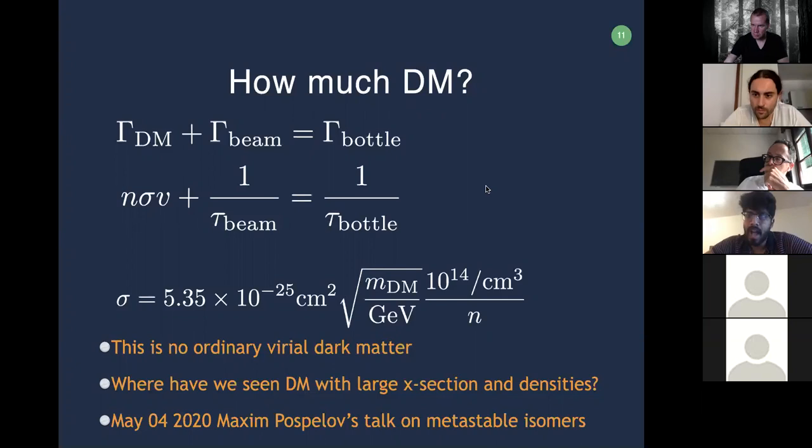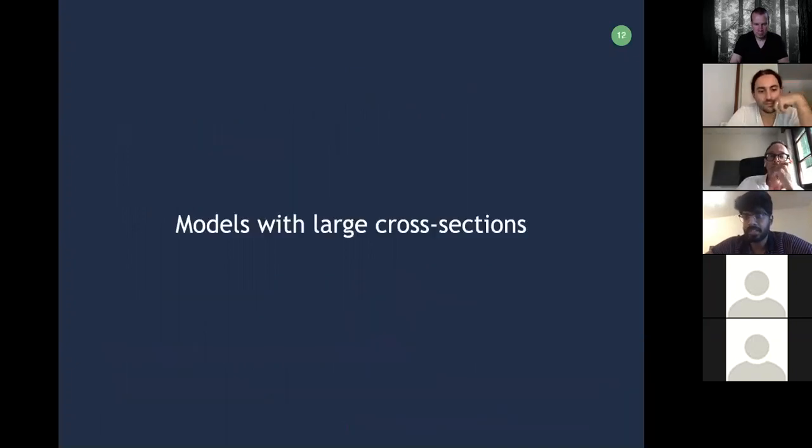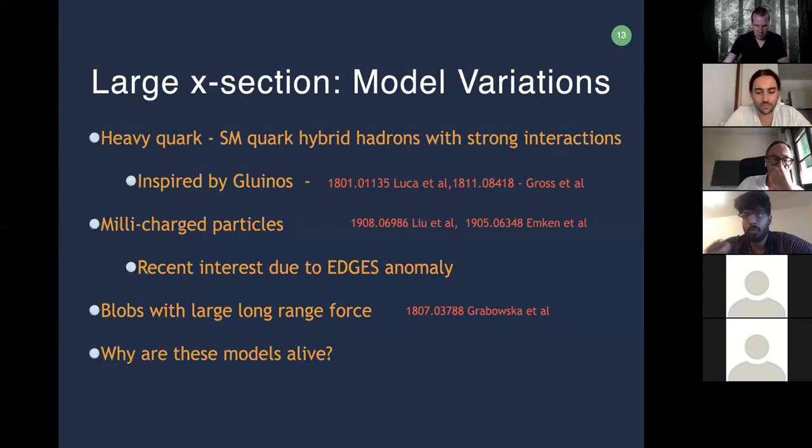Some of you might have, in the talk on May 4th by Maxim Pospelov, where he showed some work we did together with Surjeet on metastable isomers. So what is the idea here? Let's start with the large cross-section part of it. That seems much easier. And what are some model variations? A subset of you have worked on things like heavy quark, standard model quark, hybrid hadrons with strong interactions, inspired by what gluinos would do in order to form dark matter.